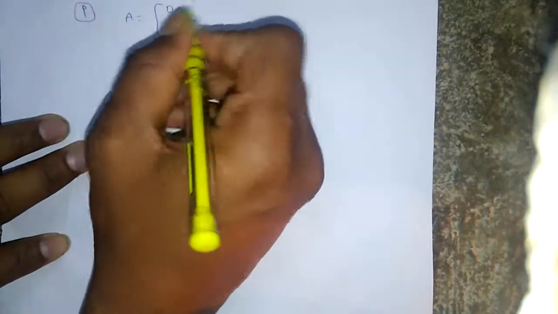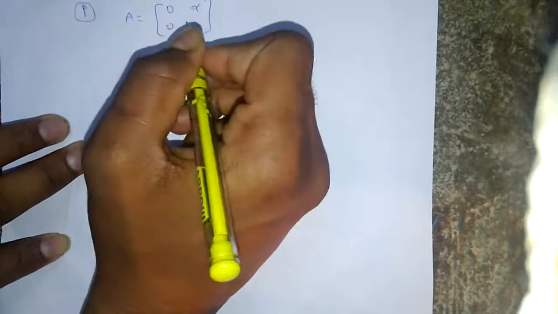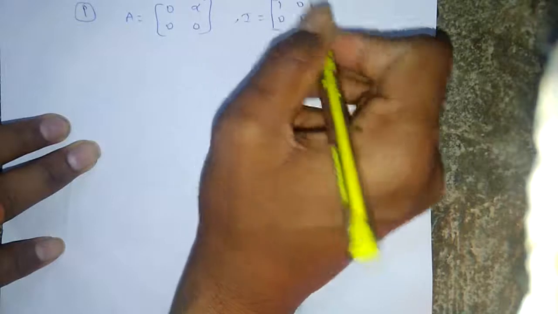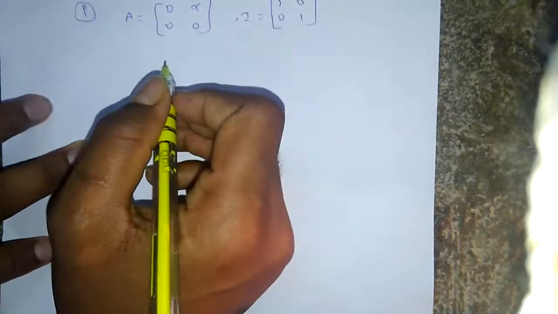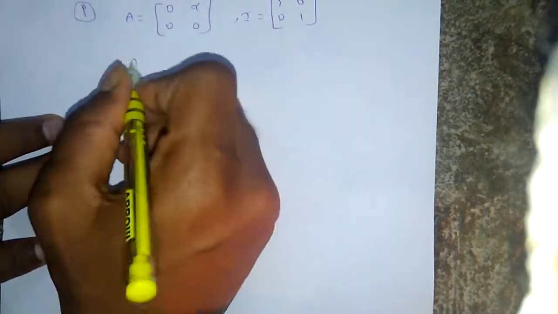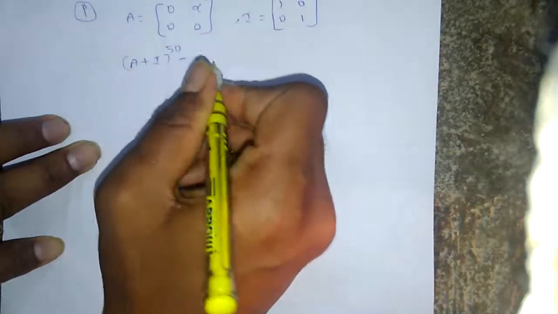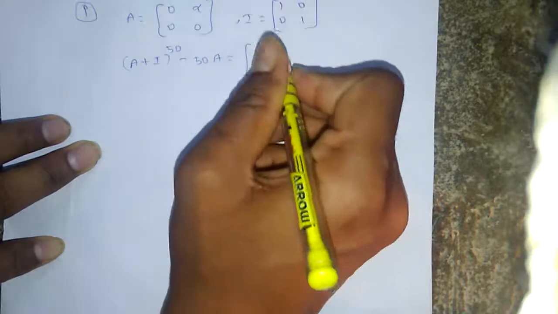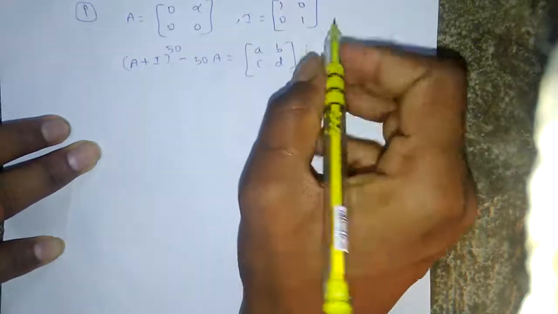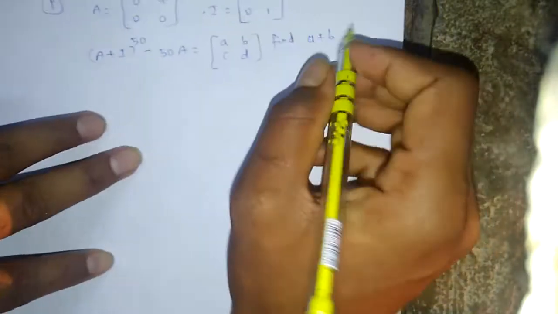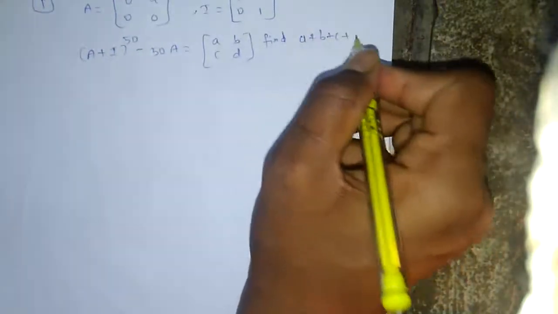Next one, if A is equal to [0, alpha; 0, 0], I is equal to the identity matrix [1, 0; 0, 1], and (A plus I) power 50 minus 50A is equal to [A, B; C, D], find the value of A plus B plus C plus D.